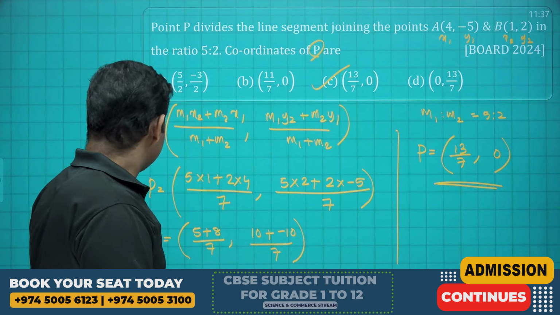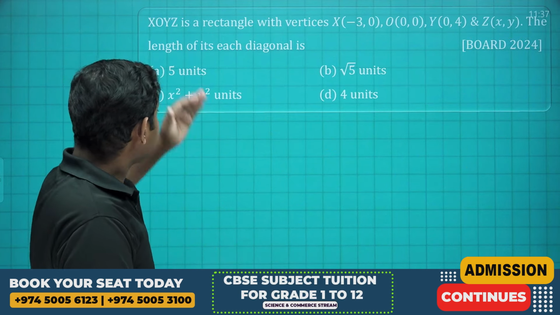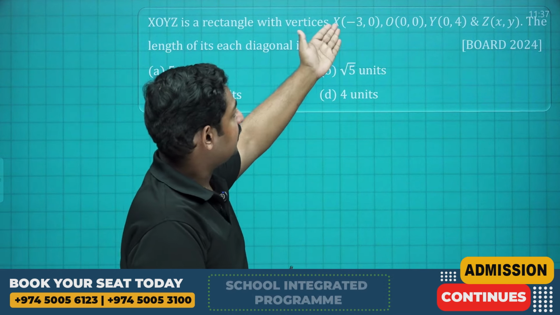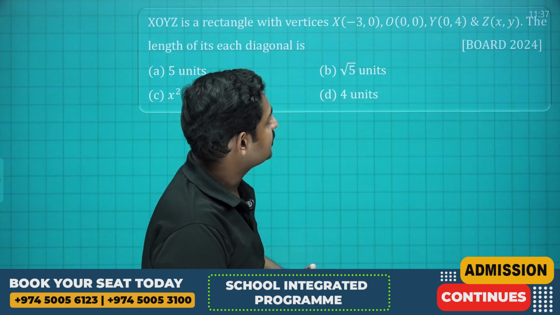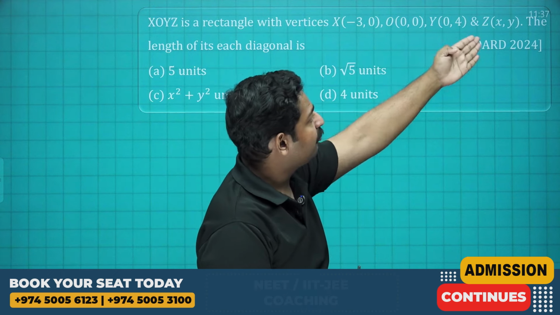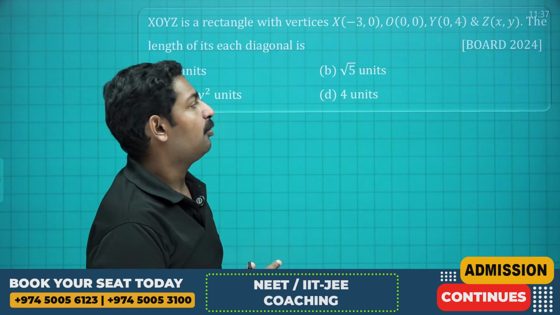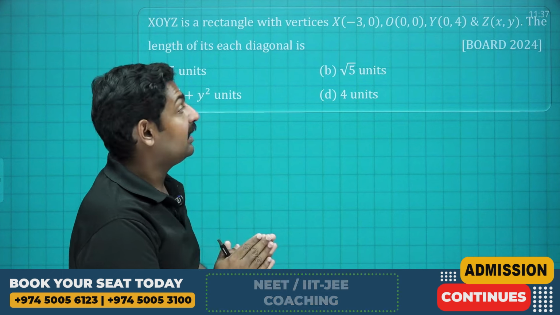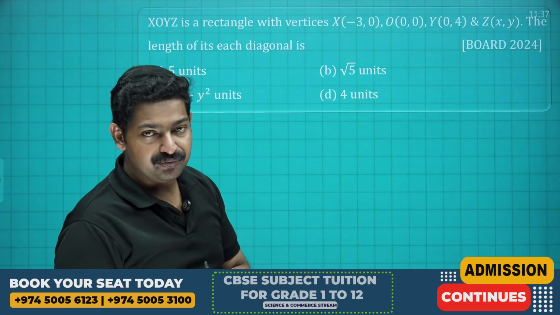Okay, moving to the next one. XOYZ is a rectangle with the vertices X, it is given minus 3 comma 0, O it is given 0 comma 0, Y 0 comma 4 and Z x comma y. Okay, the length of its each diagonal, the length of the diagonal we need to find out.